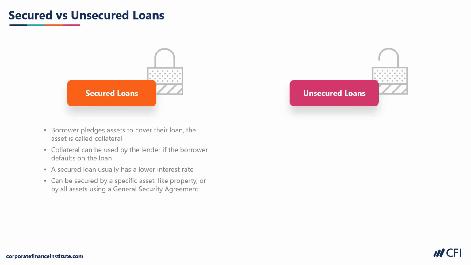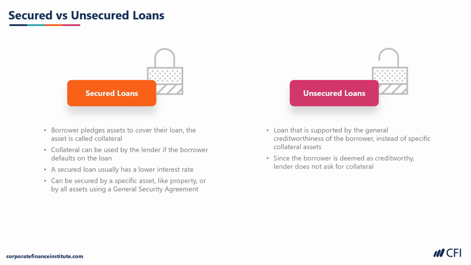Now contrast that with an unsecured loan, where it's just the general creditworthiness of the borrower that's used instead of collateral. Since the borrower is deemed to be creditworthy, the lender does not require collateral, but may charge a slightly higher interest rate. For example, a line of credit with an individual is a type of unsecured loan versus that mortgage, which is a secured loan.